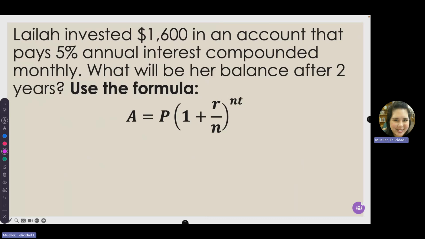So there's a couple things to remember. P stands for the initial or the principal amount. R is my rate as a decimal. N is the number of compounds.